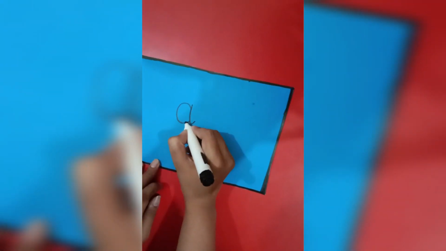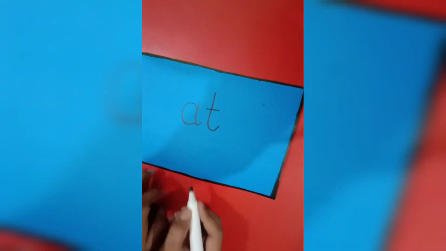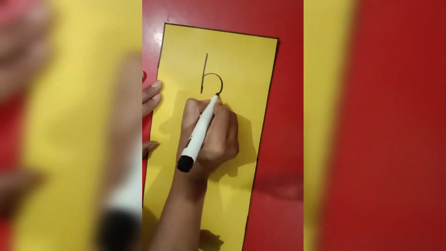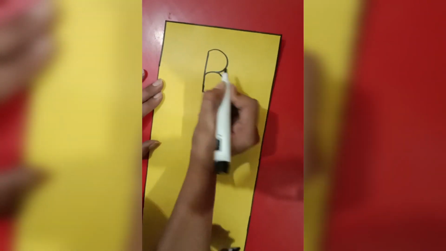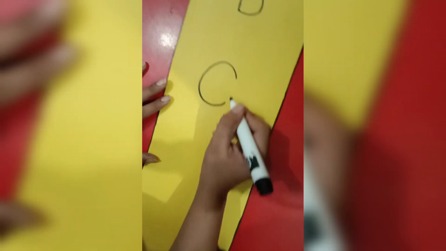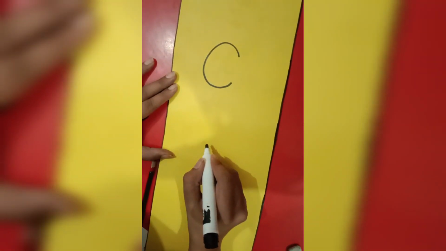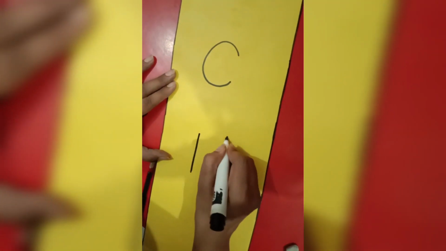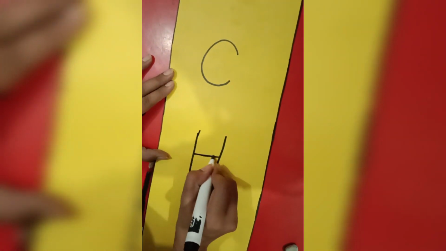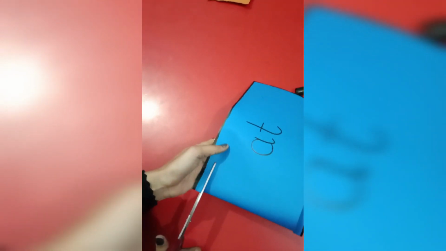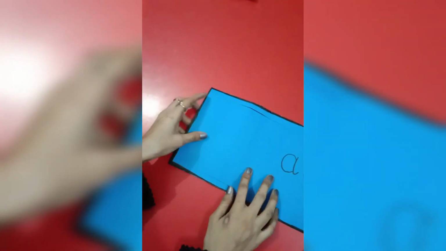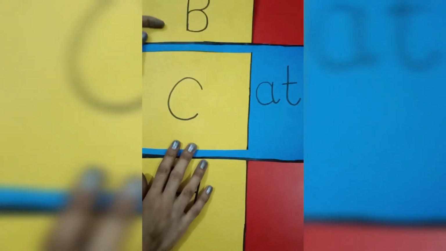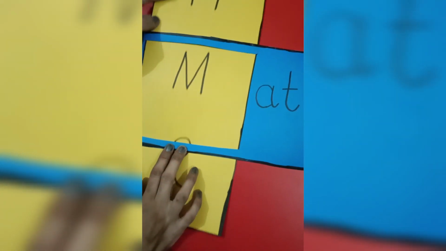Write on it of adverts, A at cat, like this. B at bat. K at cat. Of other alphabet, H at hat. M at mat, and the last one is R at rat. Okay, use like this. Okay, we move it like this.